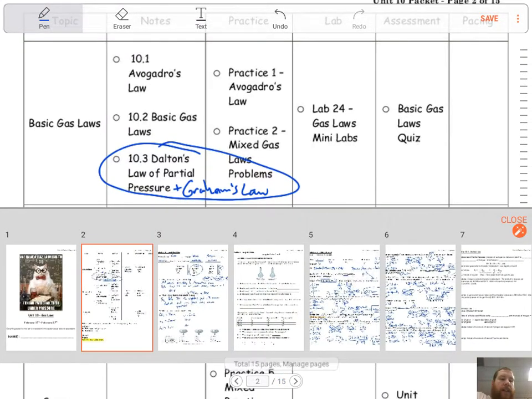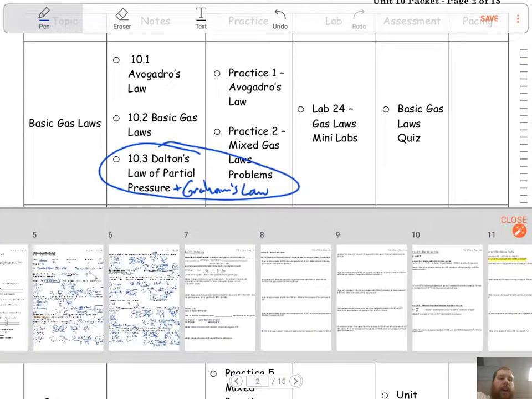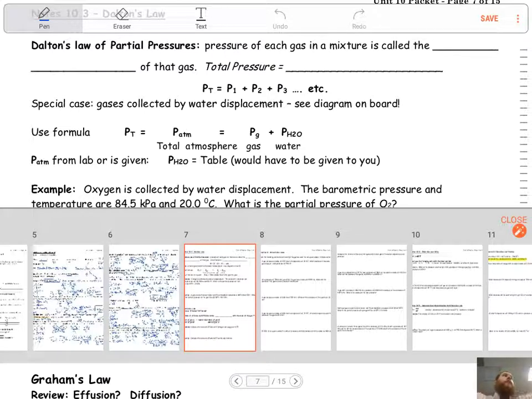So flip to page 7 in your notes. Make sure you have a calculator, and it's always good to have your reference table out, just so that you know what's going on, okay?